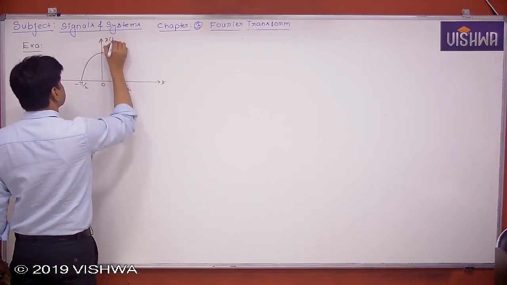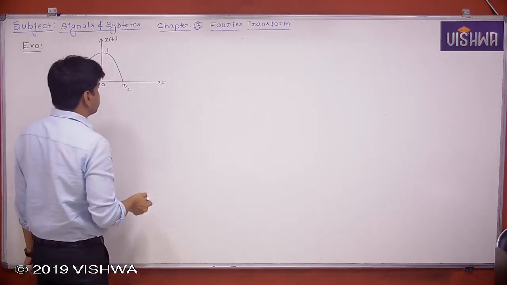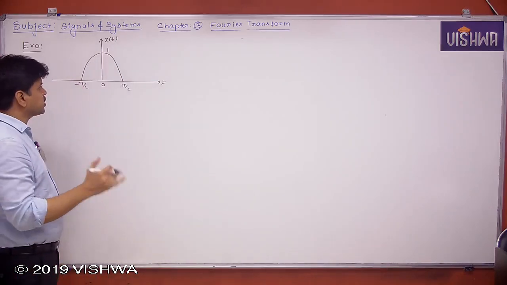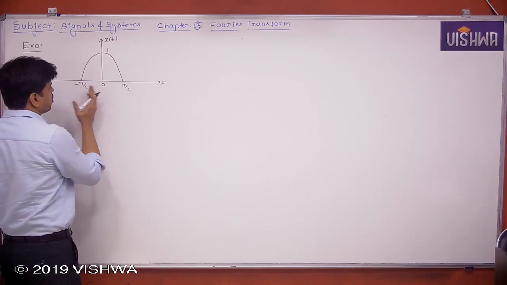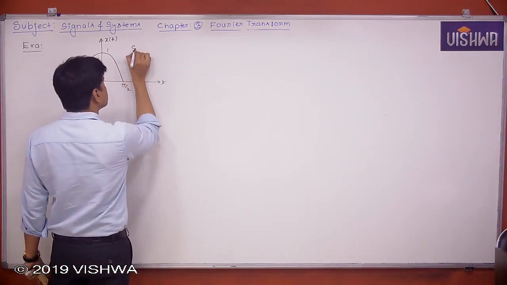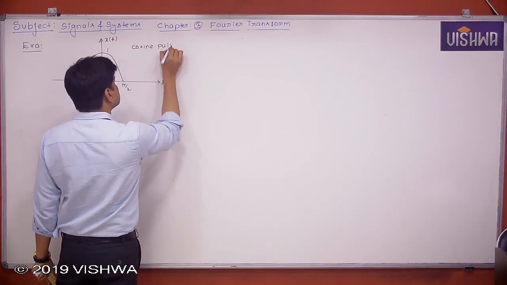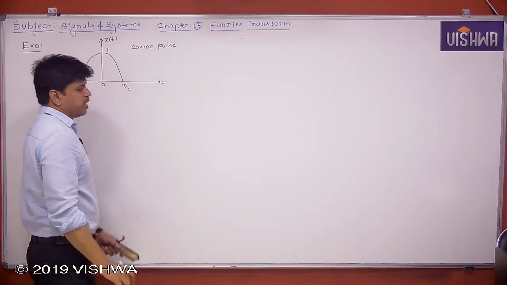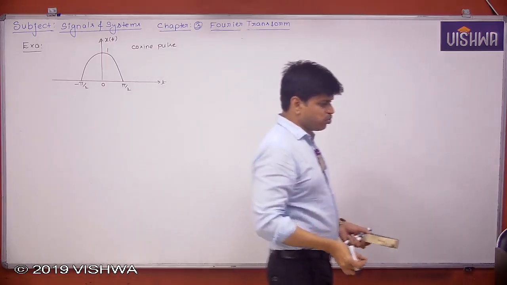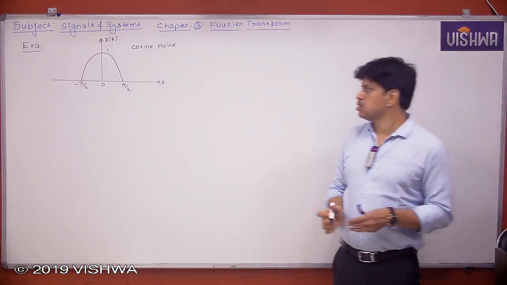Let's call it x of t. So this is nothing but a cosine pulse. It is not a cosine wave. It is a cosine pulse which is existing only between minus pi by 2 and plus pi by 2. For this cosine pulse, I have to calculate x of omega, the Fourier transform. How can we do this? Let's try.